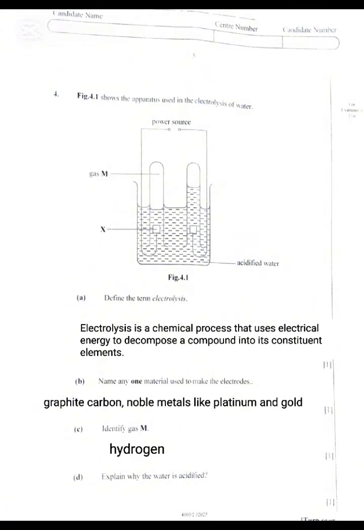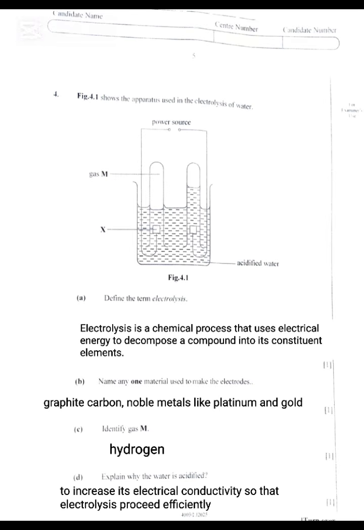And then next, we are required to explain why water is acidified. So water is acidified to increase its electrical conductivity. Pure water has very few ions, making it a poor conductor of electricity. So if we add a small amount of acid, for example sulfuric acid, this is going to provide ions that can carry electrical charge, allowing the electrolysis process to proceed efficiently.